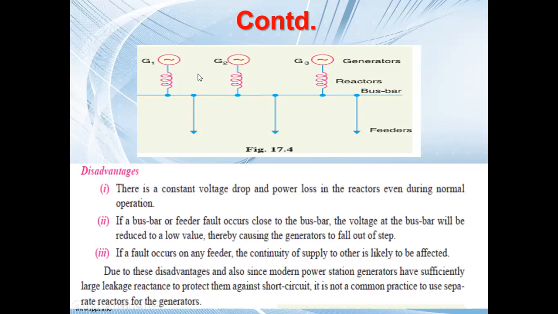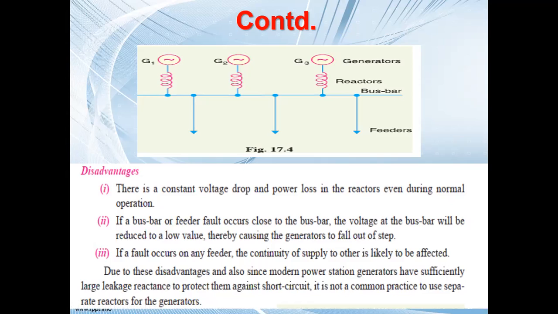Due to this continuous flow of current, this is X, so there will be a drop X into I. That is the reactive drop. So this reactive drop will be continuously happening, and there will be a small power loss on the system because of this drop. Okay, so this is the first reason.